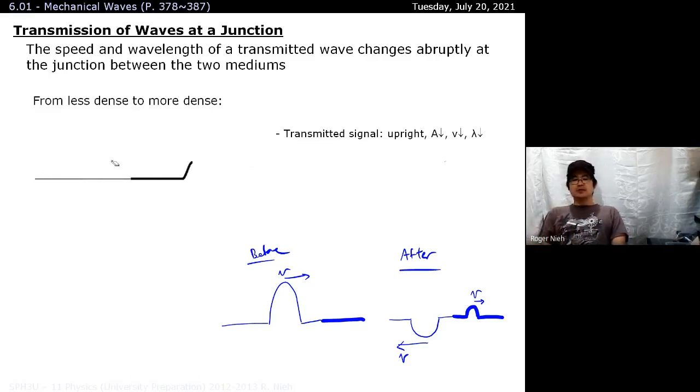Okay, so the transmitted signal will remain upright. That's always true. Its amplitude will decrease by a bit, but the other two consequences are that it slows down and the wavelength shortens. The reflected signal will be inverted.